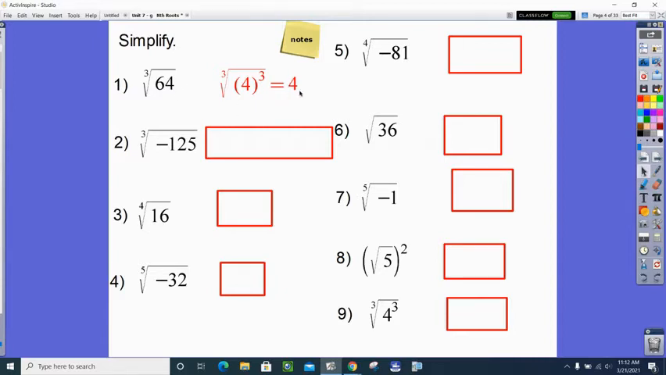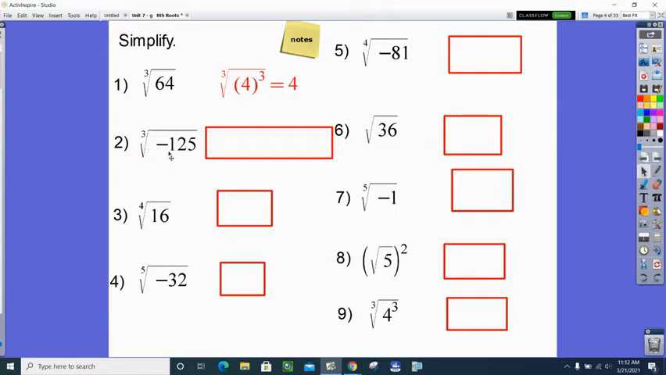Now, what if we thought about negative 4? Negative 4 times negative 4 would be positive 16. And then if you multiply it by a negative 4, it would be negative 64, and that was not the radicand. So we are going to discover that when we have an odd index, an odd root, there can only be one answer. So now let's take a look at the cubed root of negative 125.